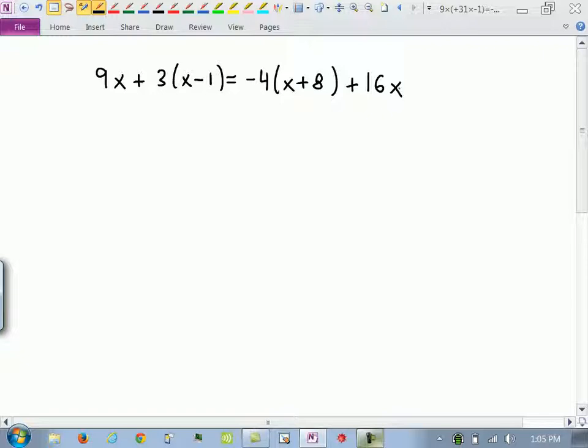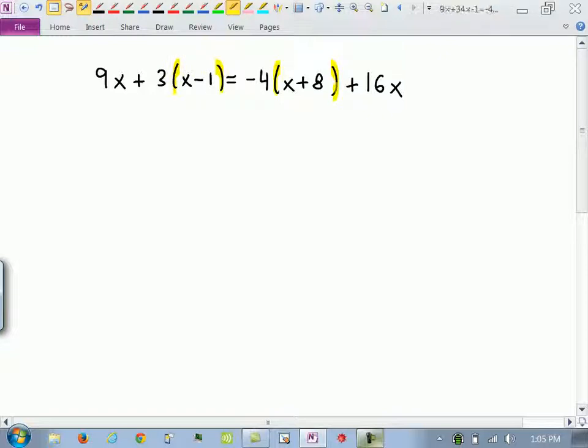All right, so here's the problem. Again, it's a linear equation, right? We have our x's raised to the first power. This one actually is not as bad as far as parentheses and brackets. All we have to do is get rid of these two sets right here.